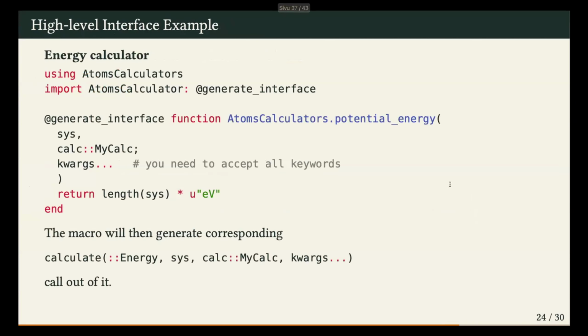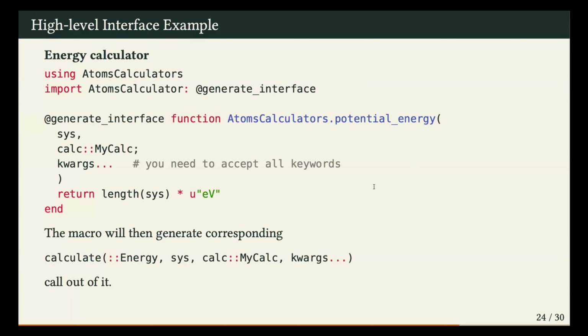But this is how you define it. So this is the high-level interface definition. And this is now the important thing. You have to write the function AtomsCalculators.potential_energy. If you don't do this, when you use the macro, it will fail. Basically, out of this definition, the macro will then write the high-level call, and that's how we get it working.